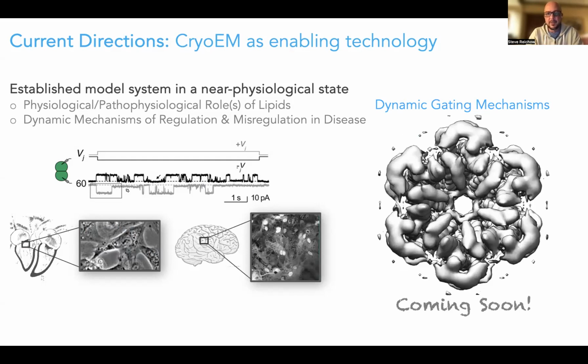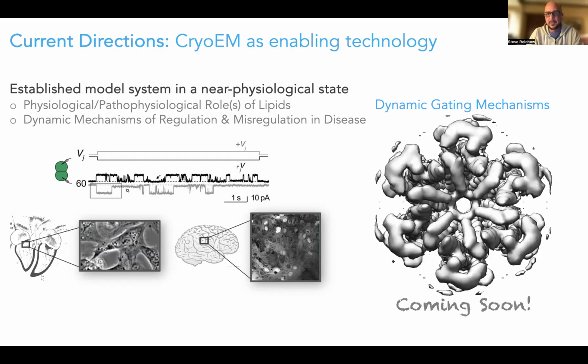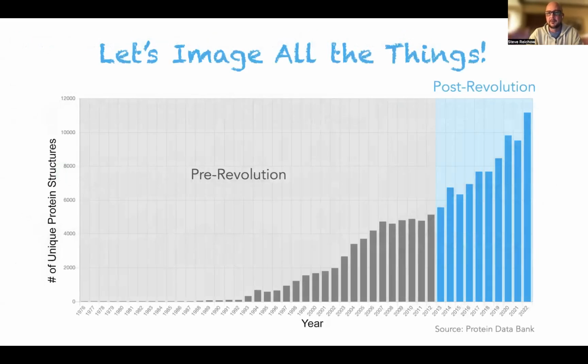And so I've used my talk today to illustrate how cryo-EM has had an impact on the field of gap junction biology. But of course, cryo-EM is having a large impact in the entire field of structural biology and many different types of membrane proteins. I like to show this image because I think it really shows where the state of structural biology was heading prior to the cryo-EM revolution.